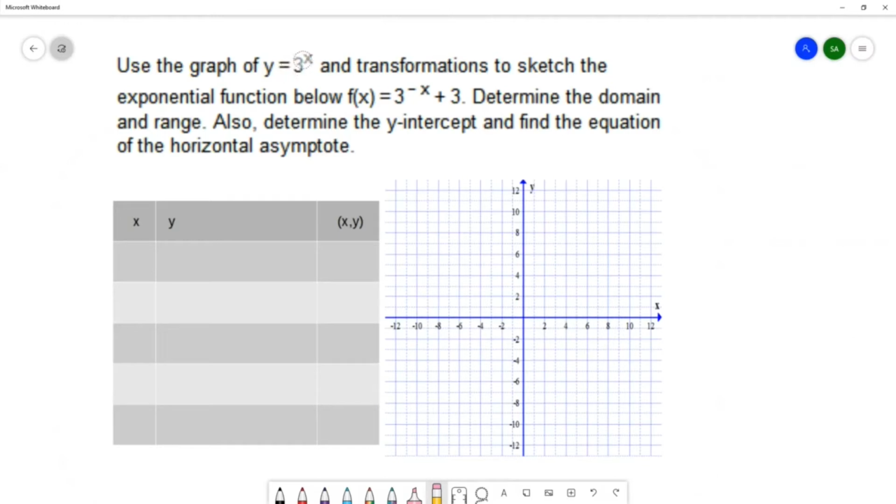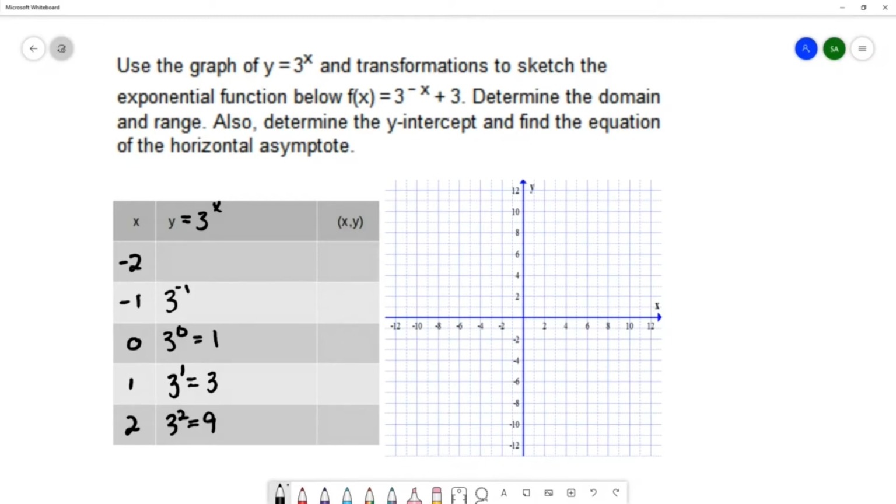We're going to sketch the graph of y equals 3 to the x by plotting points. I'm going to choose a standard set of x's, -2, -1, 0, 1, and 2, and we're going to substitute it into that equation y equals 3 to the x. So let's start down here with the easy ones. 3 to the first power is 3. 3 to the second power is 9. 3 to the 0 power is 1.